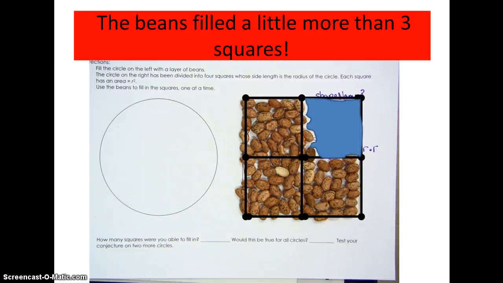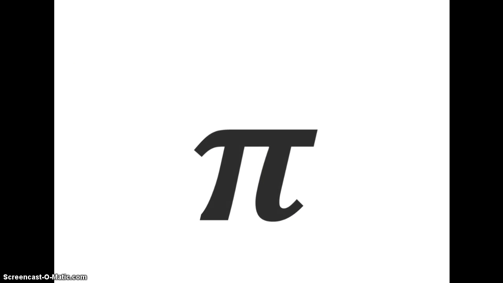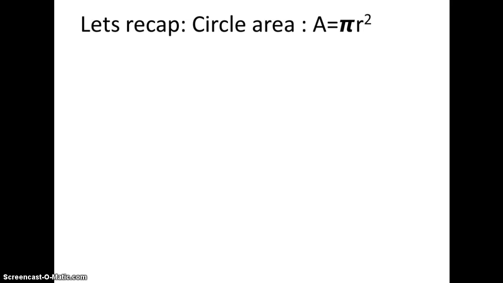Okay? So there you go. The beans from the circle filled up a little bit more than 3 small squares. A little more than 3. Where have we seen that before? A number that's a little bit more than 3. Think about a number that's a little bit more than 3. Oh yeah, it's pi.